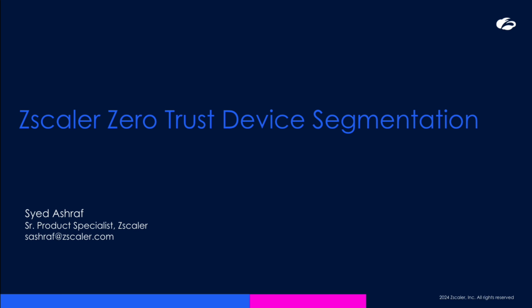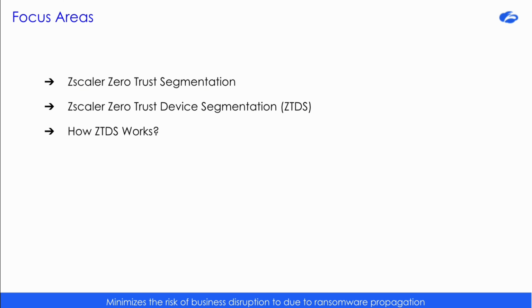In today's cybersecurity landscape, traditional perimeter-based security is no longer enough. We need to adopt zero trust segmentation to prevent lateral movement of threats, both north-south as well as east-west. In this video, I'll cover 4 key areas of Zscaler Zero Trust Segmentation and how air-gapped device segmentation fits in.